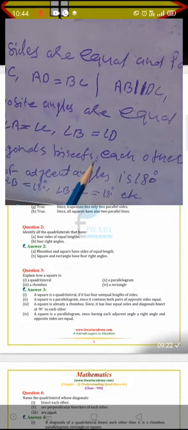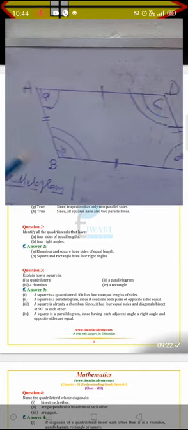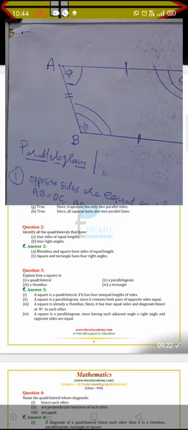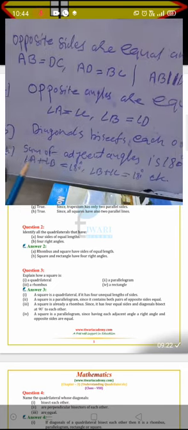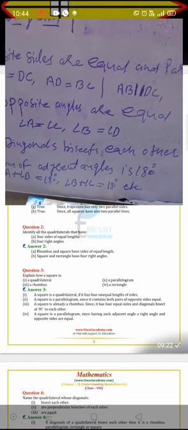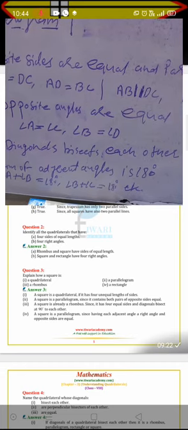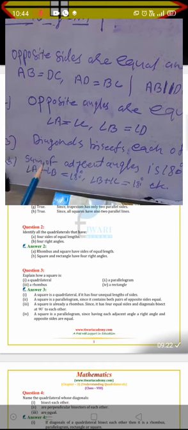Diagonals bisect each other. Yes, AC and BD are diagonals. I have not drawn them here. AC and BD are diagonals which bisect each other and may be equal, may not be. Okay. Now you see the sum of adjacent angles is 180 degrees. Yes, in parallelograms, whether we take rectangle, square or rhombus, these are parallelograms. Remember. So in a parallelogram the sum of adjacent angles is 180 degrees.